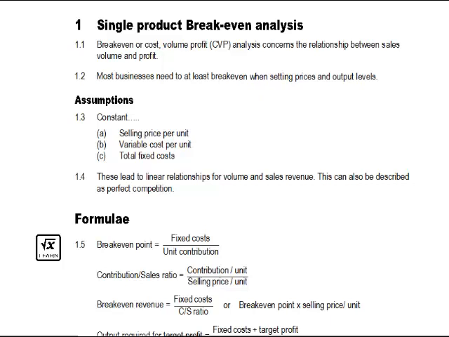This chapter starts with section 1, which is all about single product break-even analysis. Break-even analysis is sometimes referred to as cost, volume, profit analysis because it's about the relationship between sales, volume and profit. Most businesses need to at least break even when they set their selling prices and output levels, and what that means is that they need to cover all of their costs, and that means all of their variable costs and also their fixed costs.